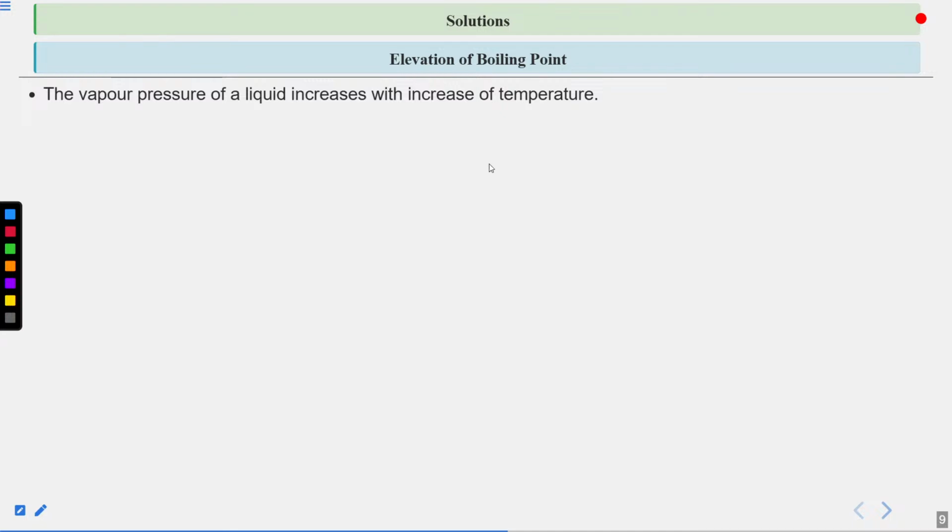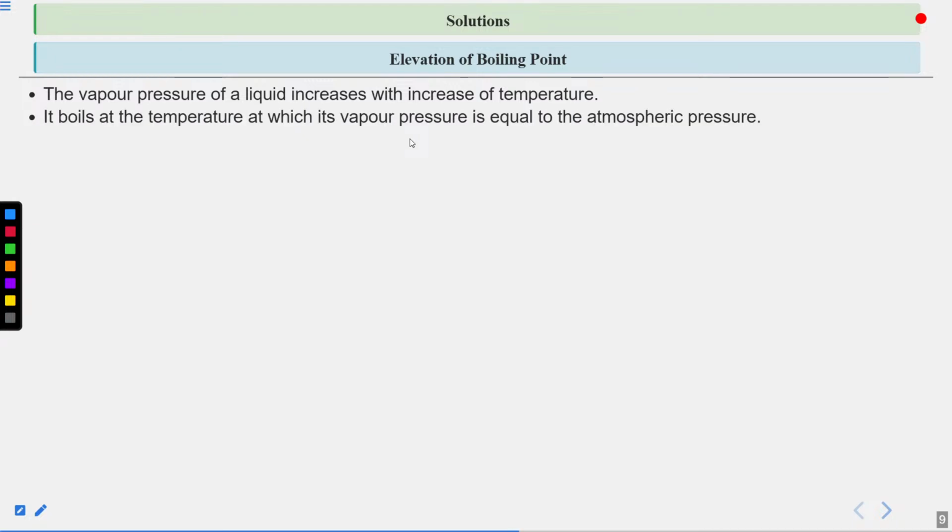That thing has been mentioned here, that due to this the vapor pressure will increase, because vapor pressure is simply the pressure provided due to vapor. If the number of particles is increasing, then your pressure will also increase. Now if I define the boiling point of a liquid, it is that temperature at which the vapor pressure of the liquid is equal to the atmospheric pressure.